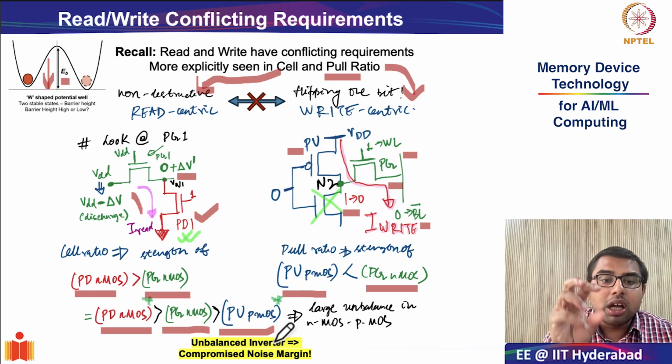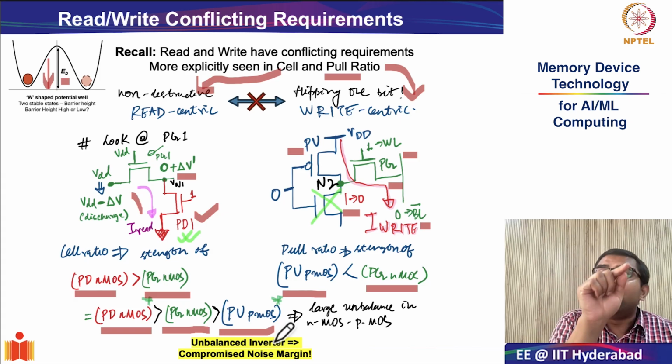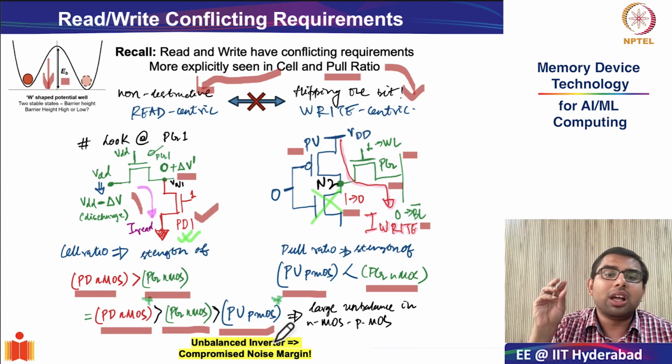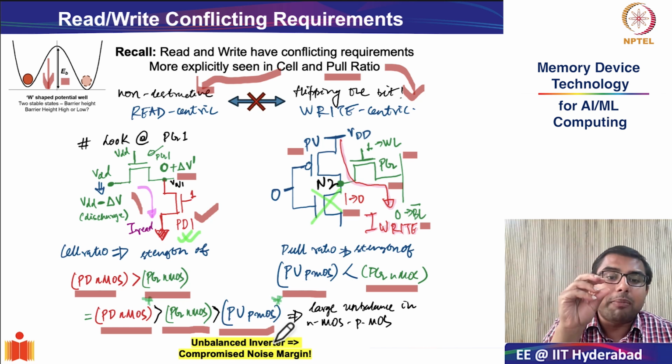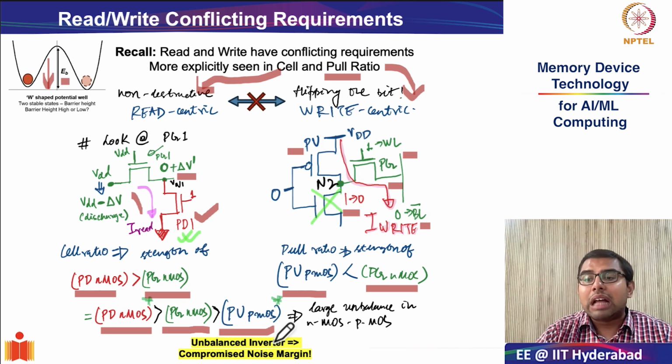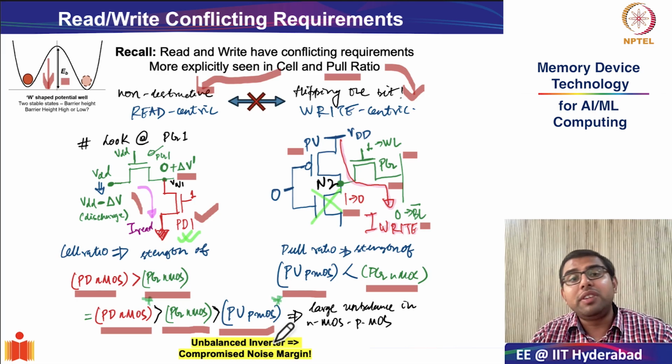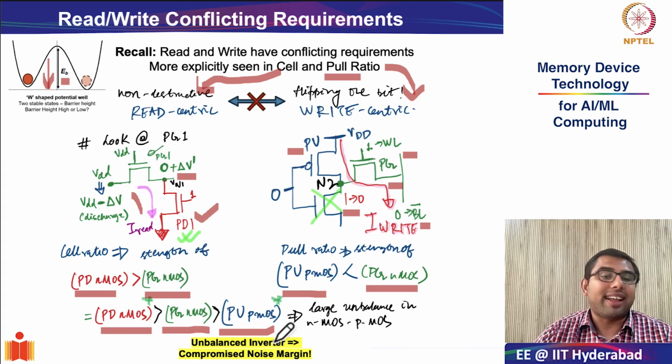And as a result, since the maximum size of square that you can fill in the smaller hysteretic loop will also come down, this will compromise the noise margins. So a natural question to ask is, how do we solve these conflicting read and write requirements?